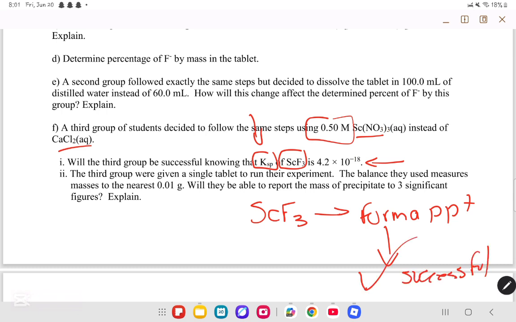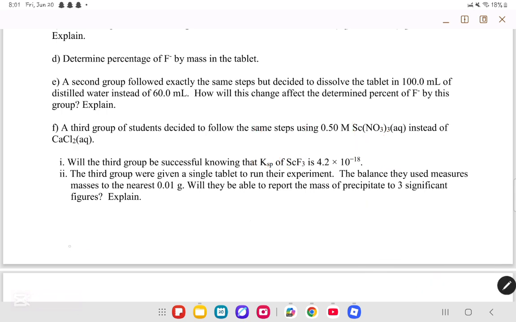Because the whole point of this is to find the mass of the precipitate, right? So because it has a very low constant, it will form a precipitate, which means it is successful. We'll move on to part 2.